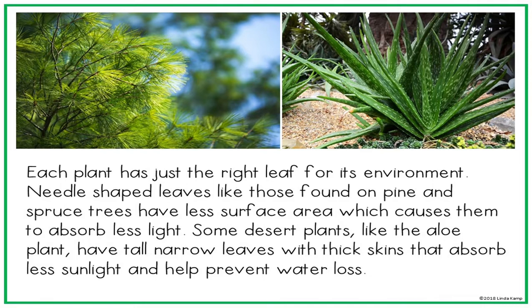Needle-shaped leaves, like those found on pine and spruce trees, have less surface area, which causes them to absorb less light. Some desert plants, like the aloe plant, have tall, narrow leaves with thick skins that absorb less sunlight and help prevent water loss.